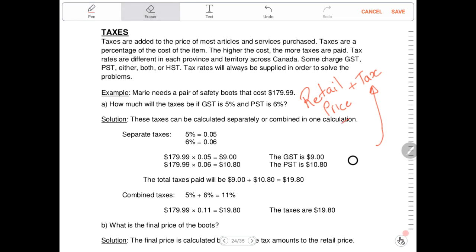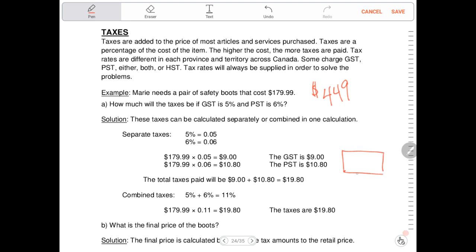If you went out right now and wanted to buy a new tablet of some kind, I'm just totally making this up, but let's pretend the price on the shelf was $449. When you go to the till and you pay, you're not paying $449. Typically, there has been some amount of tax added to that. And if you take the retail price and the tax, that is what you are going to pay as a consumer.